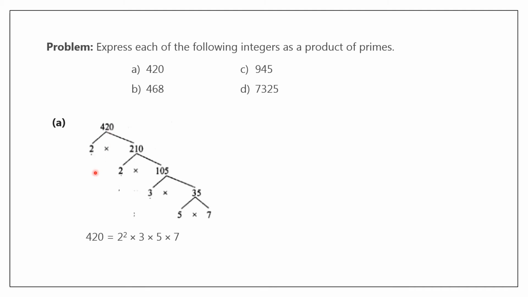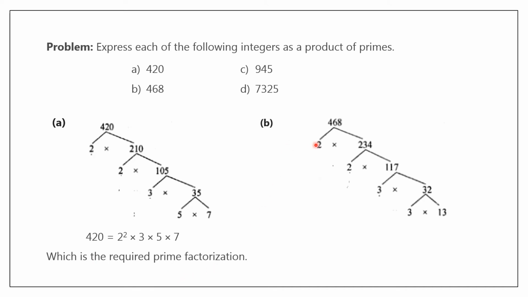Now 420 I can write as, those 2 2s are there, that's 2 square. Only 1 3 is there, that's 3 power 1. 5 is there, 5 power 1. 1 7 is there, 7 power 1. Now in this, all are prime numbers, 2, 3, 5, 7. Therefore the prime factorization of 420 contains 4 different prime numbers, which is the required prime factorization.